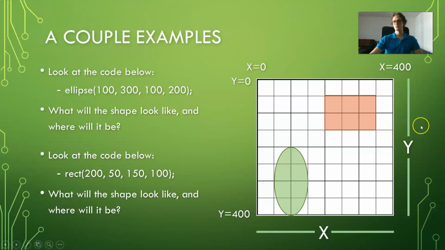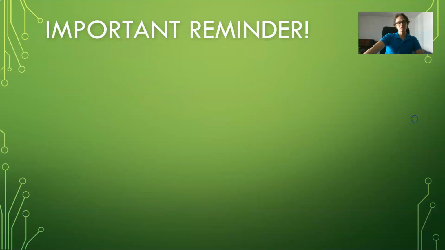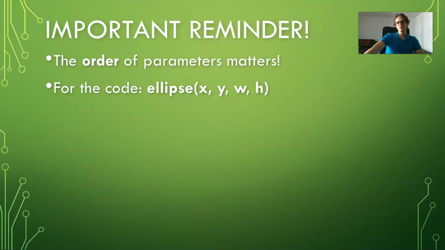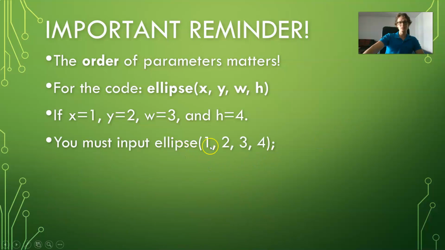Okay? So that's exactly how we use parameters to draw shapes in our drawing area. Okay? Important reminder. The order of parameters matters. For the code, ellipse, X, Y, W, H. If X equals 1, Y equals 2, W equals 3, and H equals 4, how is your code going to look? Okay, you must input ellipse 1, 2, 3, 4 in that order, right? Because X is the first one, X is 1, we put 1 at the beginning. Y is the second one, Y equals 2, we put 2 here, okay?